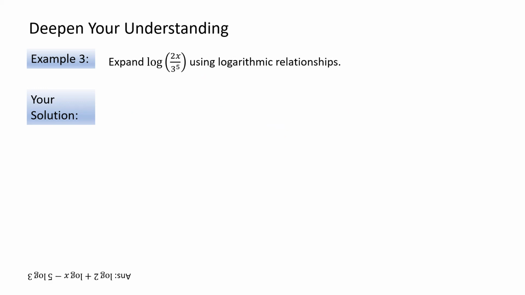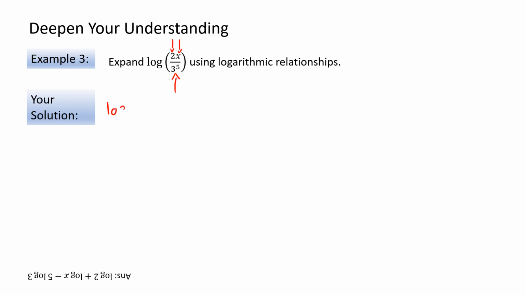Our next example is expand the log of 2x divided by 3 to the exponent 5 using logarithm relationships. So we see there's several parts to this. In the numerator, we have 2 pieces multiplied out. Then we have in the denominator something raised to an exponent. So there's 3 parts to this. The first part is going to be expanding out the 2 in the numerator and then subtracting that 1 in the denominator. So we're using all 3 of the rules here, you're going to see.